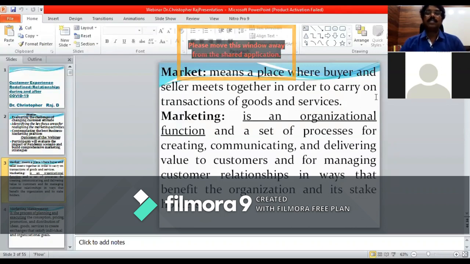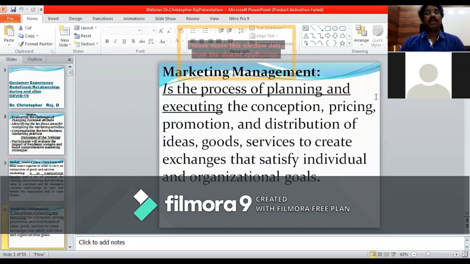So marketing is an organizational function. It's an entity that gives value to the stakeholders. Coming to marketing management, it's a process of planning and executing the conception, pricing, promotion and distribution of ideas, goods, and services to create an exchange that satisfies individual and organization goals. So marketing management is a think tank. It's a process of planning and executing to satisfy the goals of the organization.